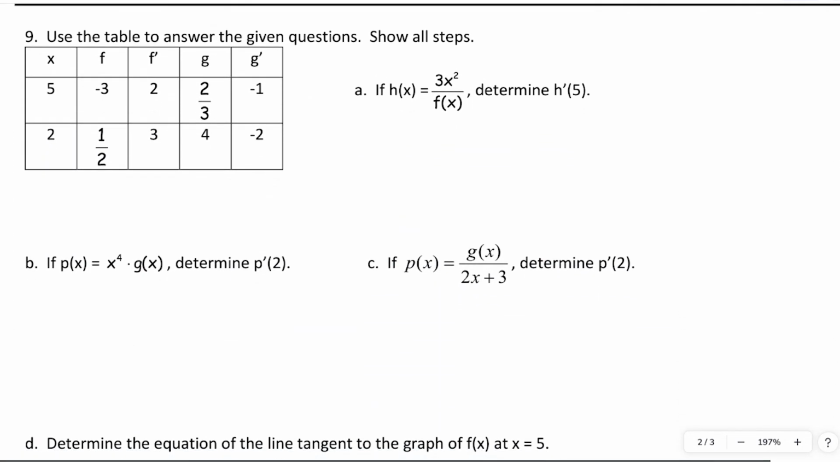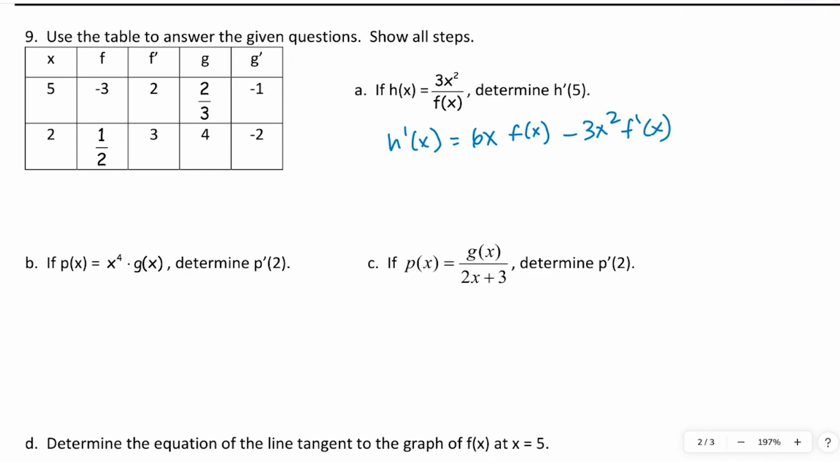Number 9. All right, what do we got here? We've got a table, and we've got some values for f and f prime and g prime. And we first want to know what is the derivative of h at 5 when h is represented by this quotient. So that's our little clue that we're going to have to use the quotient rule. So h prime of x is going to be the derivative of the top, that's 6x, times the bottom, f of x, plus, I'm sorry, not plus, minus the top, which is 3x squared, times the derivative of the bottom. Okay, we're going to divide that by f of x squared.